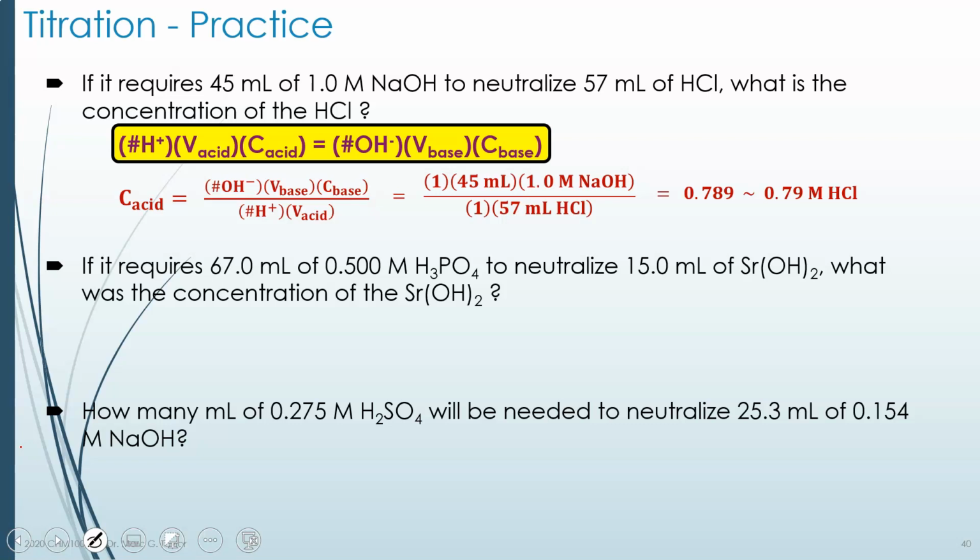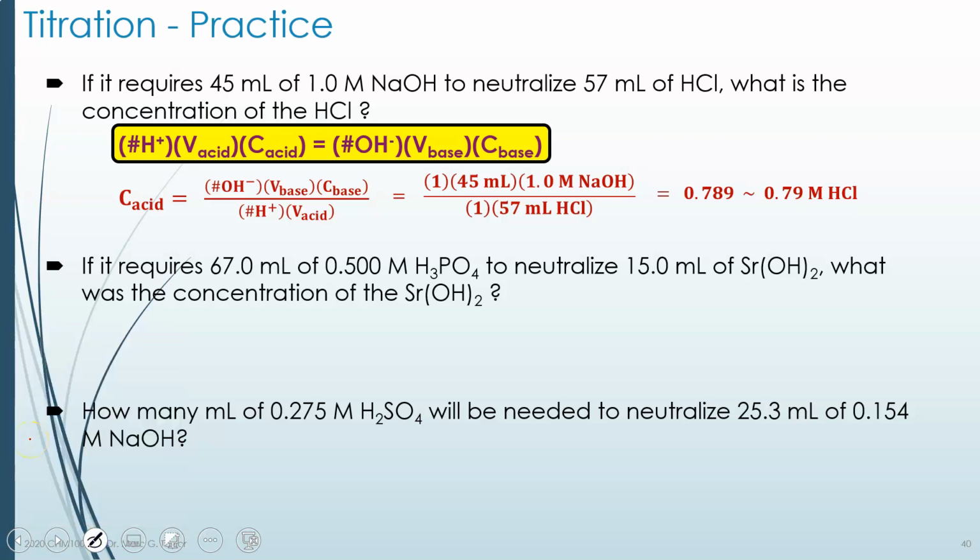Now, does that make sense? Well, we started with 45 mils of a 1 molar solution, but we needed more than 45 mils of HCl to neutralize it. So if we needed more, that means our HCl was not as concentrated as our sodium hydroxide, and in fact that's what we get. We get a little bit lower than the concentration of sodium hydroxide. So our answer makes total sense.